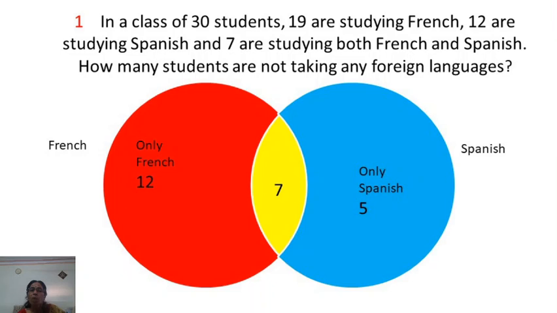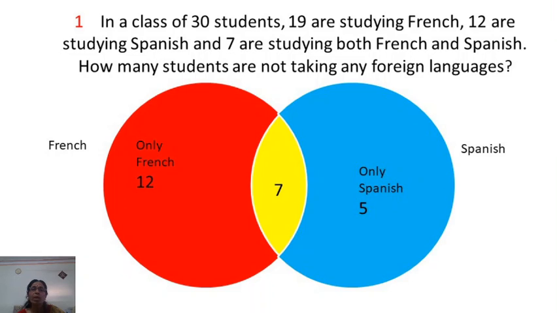Now we will calculate who are studying only French. How many students are given? 19 are studying French. So 19 minus 7 is 12. So this red part means studying only French language. This is 12. Similarly, studying only Spanish language means 12 minus 7, which remains 5. So 5 students study only Spanish.